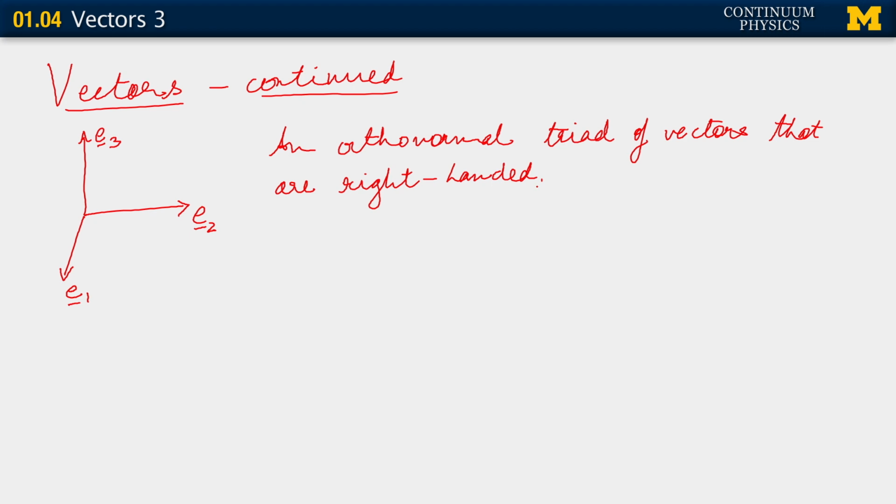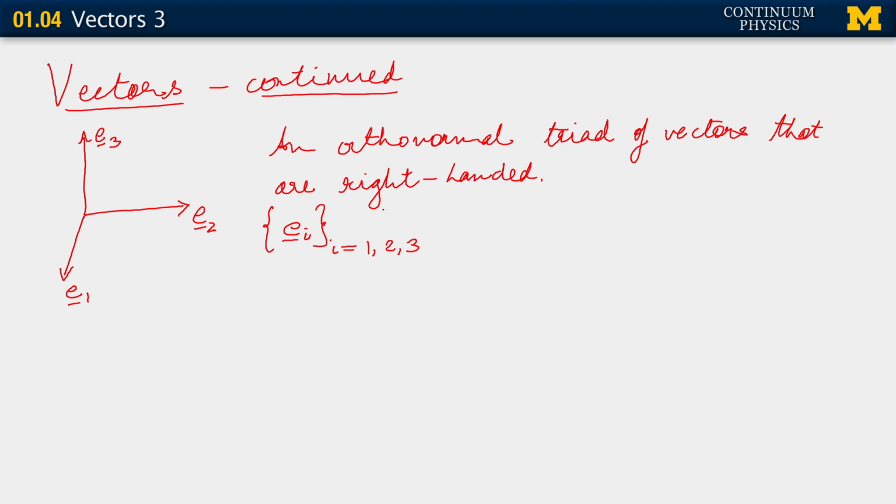The way we express this in our shorthand notation is the following. We describe these vectors as E sub I, okay? And there is a set of them which we denote by I running over 1, 2, and 3. The letter I is what we will refer to as an index. Okay? Now, I wrote out some mathematical terminology here. I call this an orthonormal triad of vectors that are right-handed.